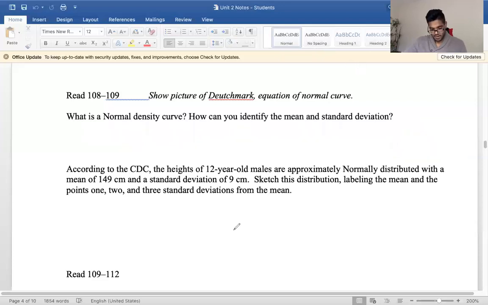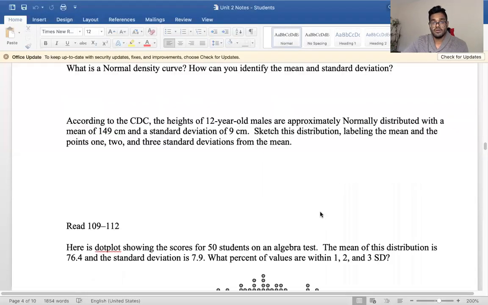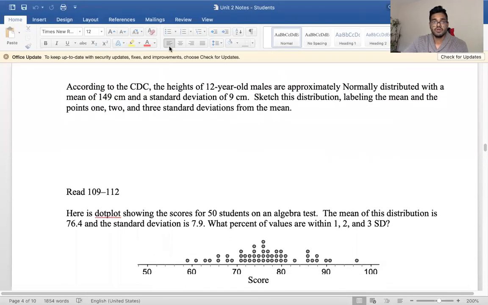All right, so now it says here, according to the CDC, the heights of 12-year-old males is approximately normally distributed with the mean of 149 and a standard deviation of 9. Sketch the distribution, labeling the mean and the points 1, 2, and 3 standard deviations from the mean. So I'm going to draw here's my x-axis. Okay, that runs on forever and ever. I'm going to put my distribution just above the x-axis.